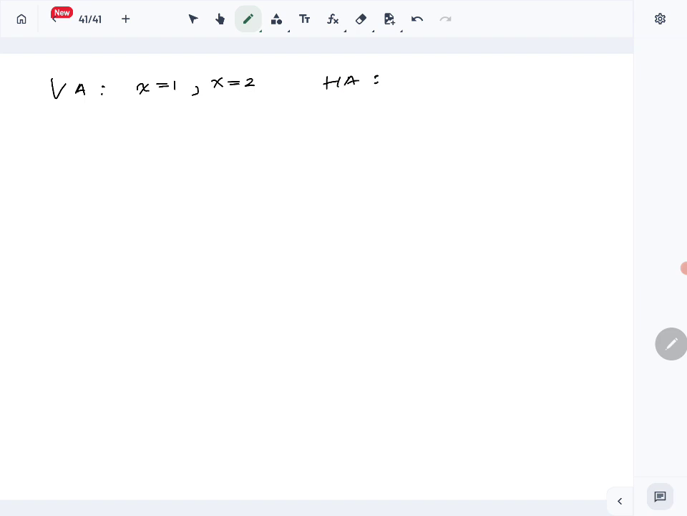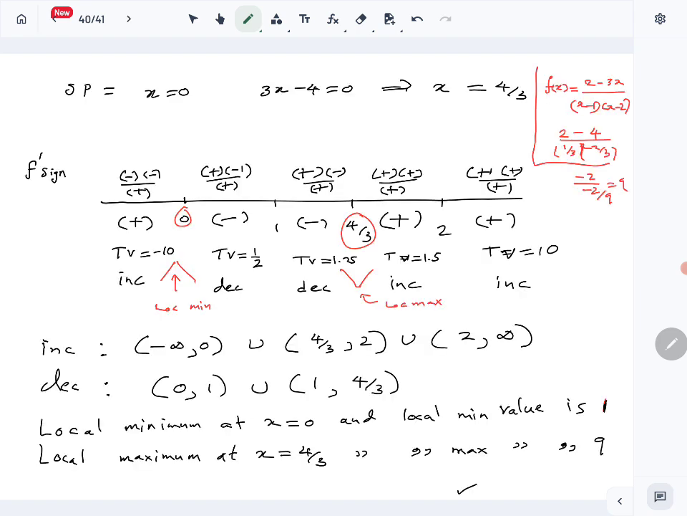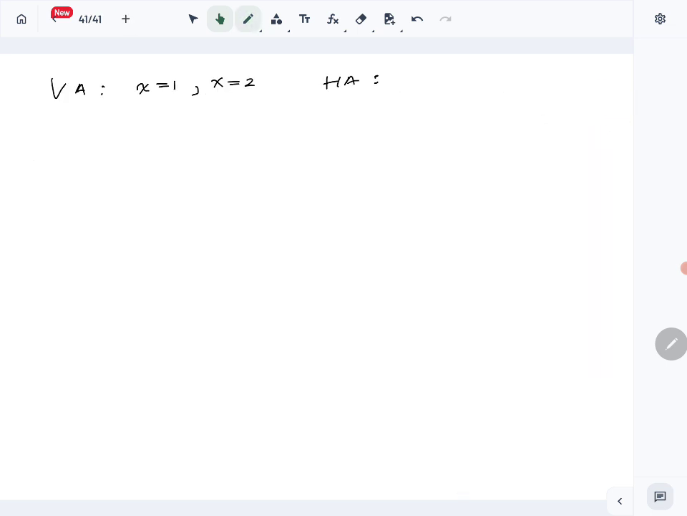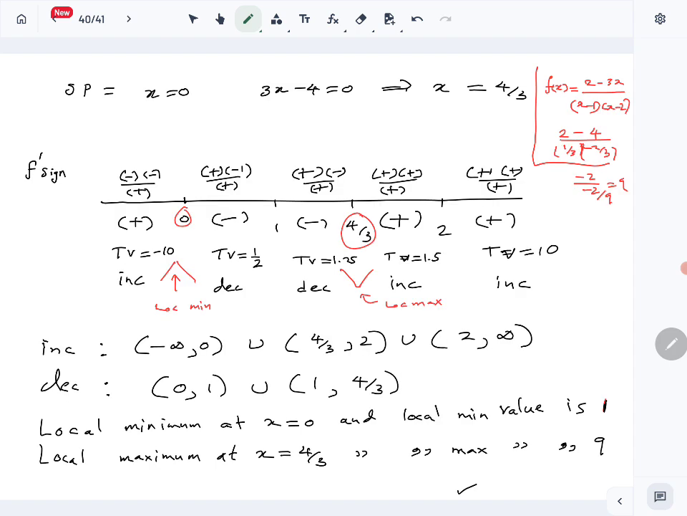Horizontal asymptote is what? Take the limit as x approaches infinity. So what do you get? The numerator degree is 1, denominator degree is 2. So this will turn into what? The limit will give you 0. So y equals 0 is the horizontal asymptote. So horizontal asymptote is y equals 0, the x-axis, right? Okay. So now we have enough information to draw the graph.